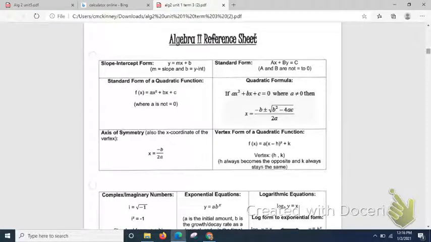Greetings. As we get started today on some rules for logarithms and different properties of logs, we will be using some things that you have on your reference page. This is all the way at the front of your packet. This page that looks like this, it says Algebra 2 reference sheet.